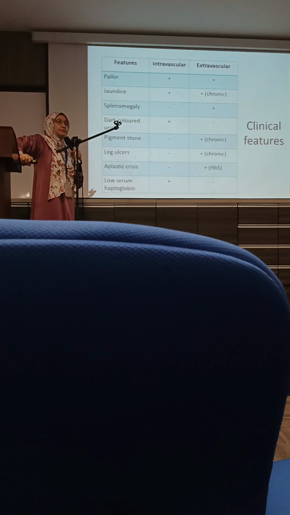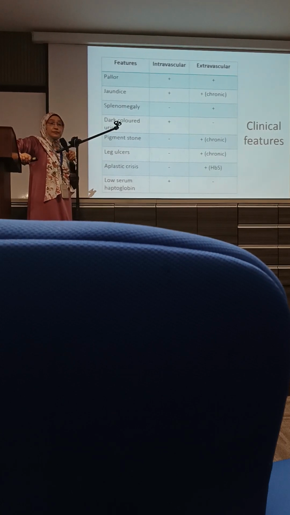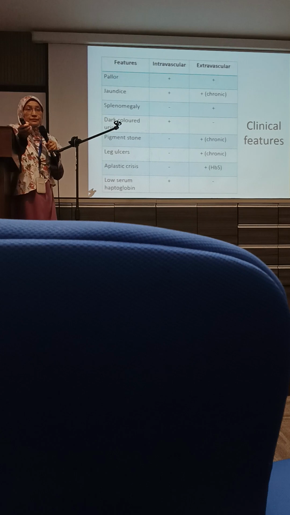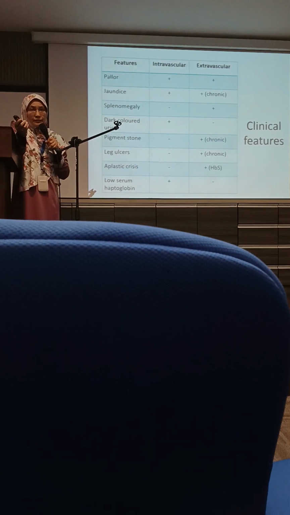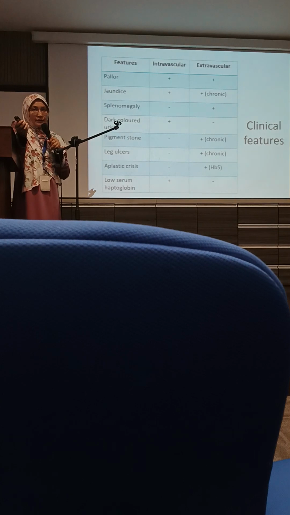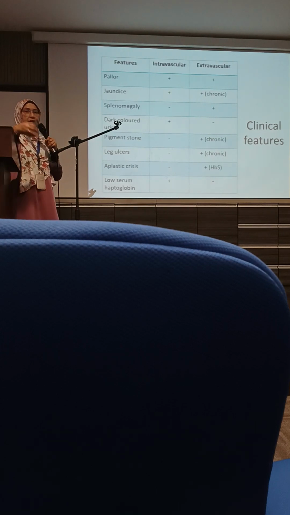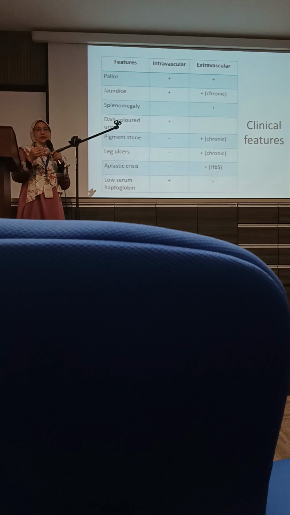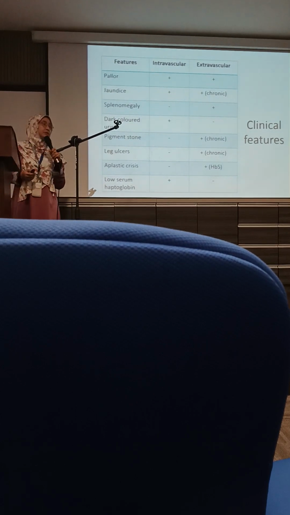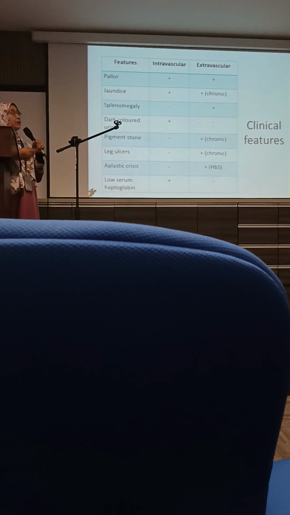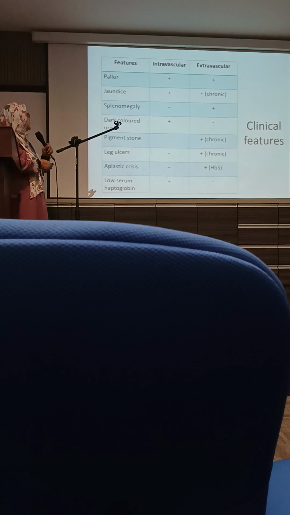Because the hemoglobin breaks down in the spleen. So too much hemoglobin breaks down in the spleen, so the spleen becomes enlarged to compensate for the hemolysis. Because the spleen is working hard, it's like hypertrophy. So that's why you have splenomegaly, but not in intravascular hemolysis.